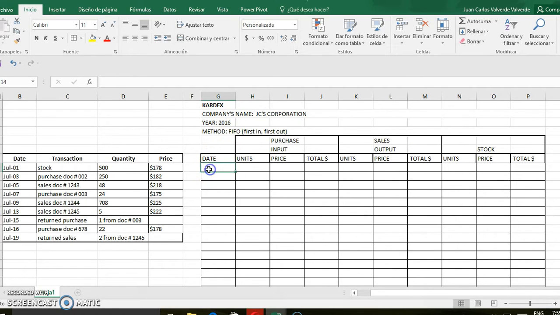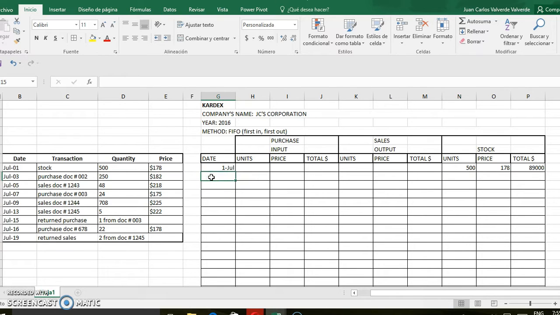It says July the 1st, so we'll write July 1st. It says here that the stock was 500 units, so here we write 500, and the price was 178. So here we do a formula which is called units times price. Okay, so this is how much money we have in total in stock, and it says how many units we have: 500 units. Okay, so let's see what happened next date.